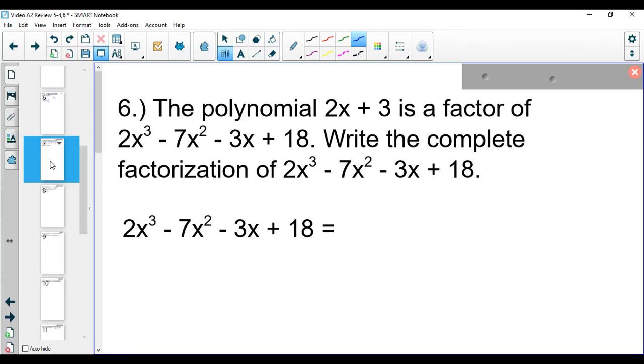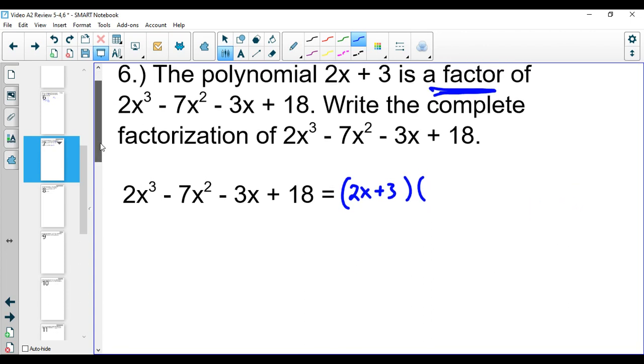Let's take a look at number 6. Sort of similar to the last one. Oh no, so they use the word factor, but it's actually pretty different. It says the polynomial 2x plus 3 is a factor of this bigger polynomial, and then we've got to write the complete factorization of that bigger polynomial. All right, so this is a factoring problem, and they're actually making this easier for us. They're giving us the first factor. So I'm going to put 2x plus 3 right on our answer line immediately, and then we just have to sort of figure out, okay, what comes next?